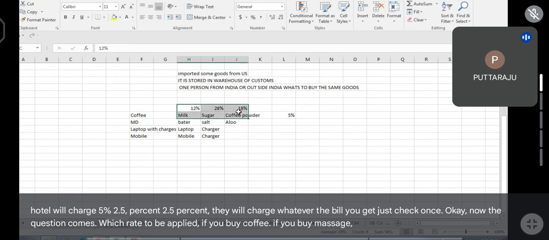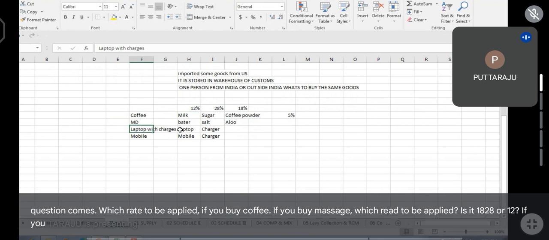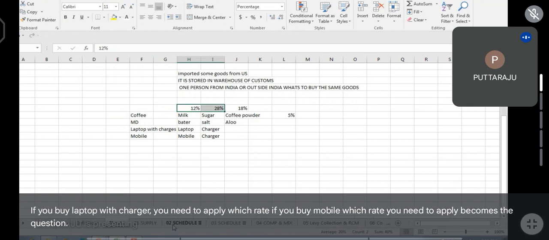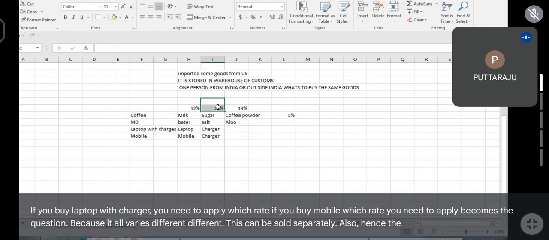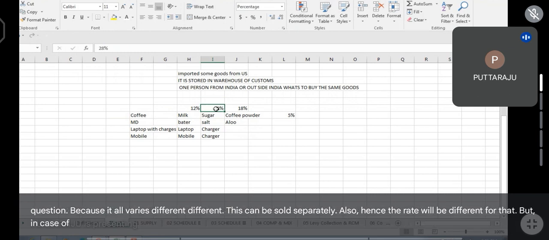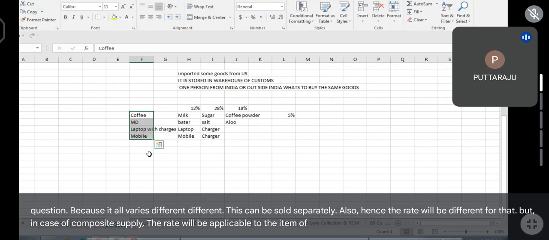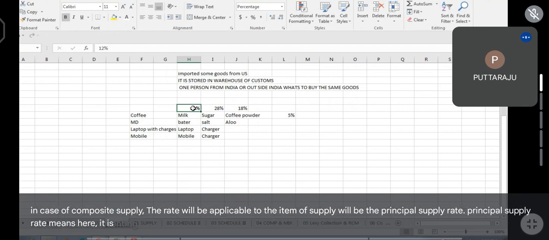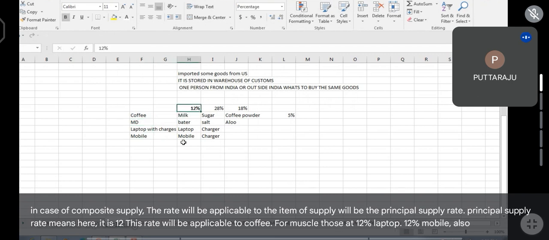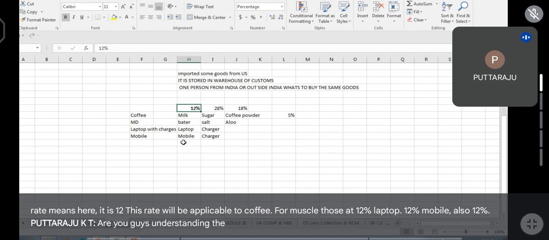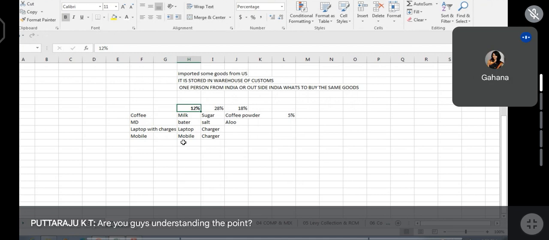If you buy masala dosa, which rate to be applied? Is it 18, 28 or 12? If you buy a laptop with charger, which rate do you need to apply? If you buy a mobile, which rate do you need to apply? Because they all vary. These can be sold separately also, hence the rate will be different. But in the case of composite supply, the rate applicable will be the principal supply rate. Principal supply rate means here it is 12%. This rate will be applicable to coffee, masala dosa 12%, laptop 12%, mobile also 12%. Are you guys understanding the point? Yes, sir. Got it. Okay.